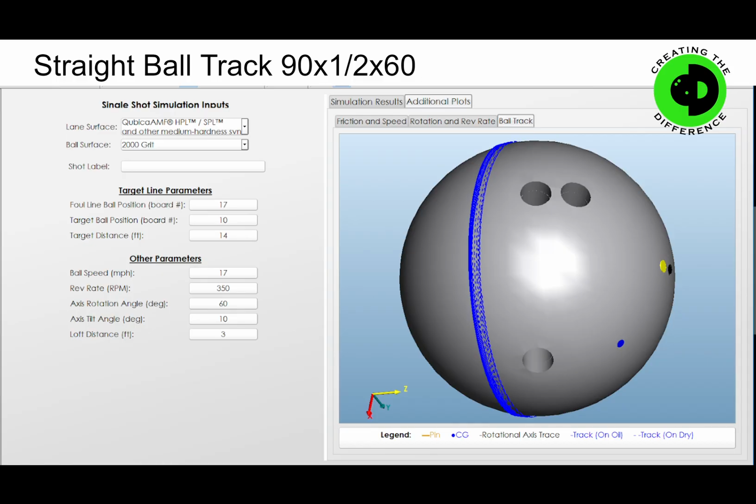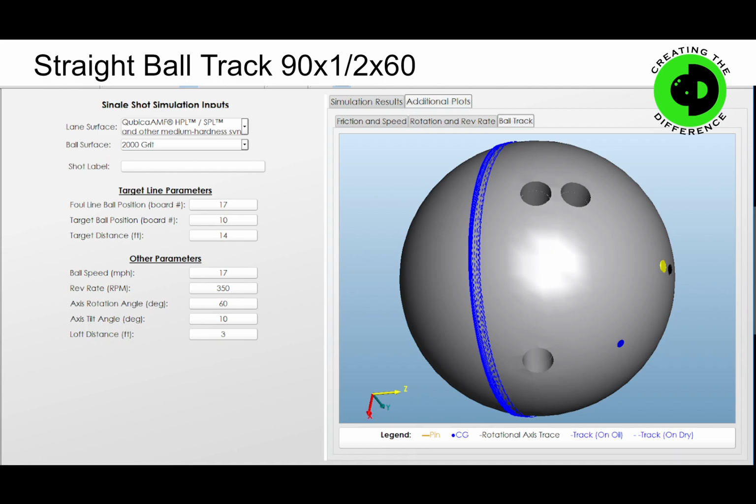So the ball rolls over the same spot over and over again, which means it picks up some oil in the front part of the lane, and then when it gets to the back part of the lane, it's still kind of rolling on that oil, so it really minimizes the amount of hook that can be created with this type of layout.